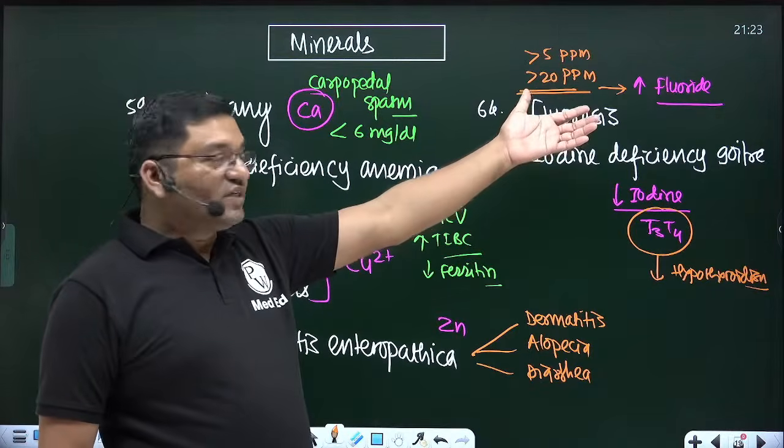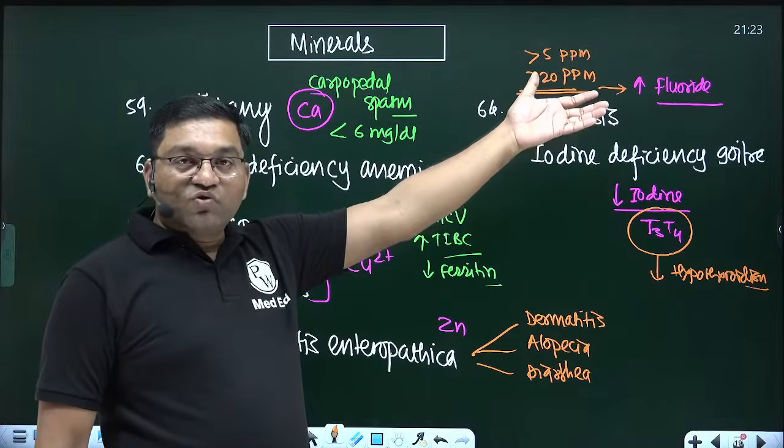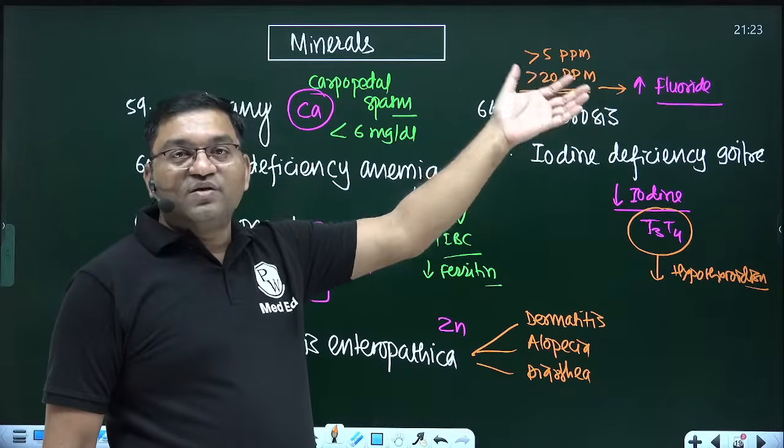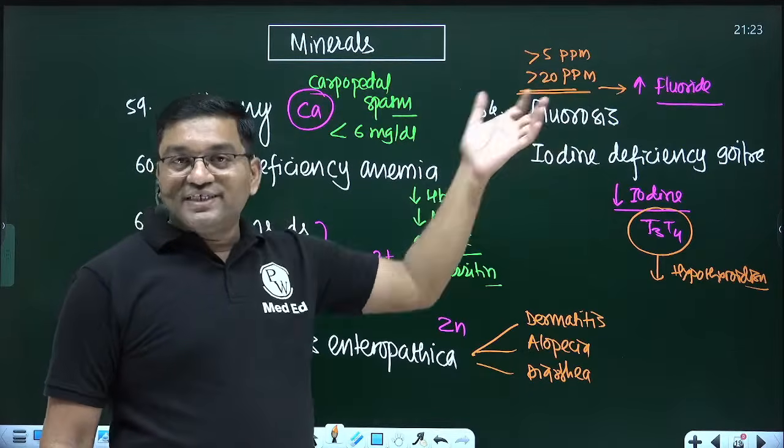Fluorosis is because of excess fluoride. Chronic fluoride deficiency, less than 0.5 ppm for a chronic period, causes dental caries.